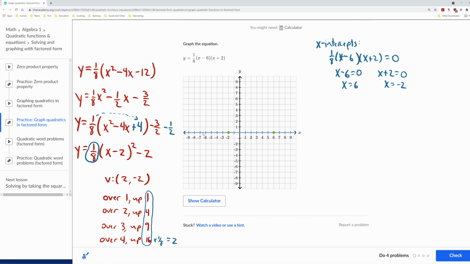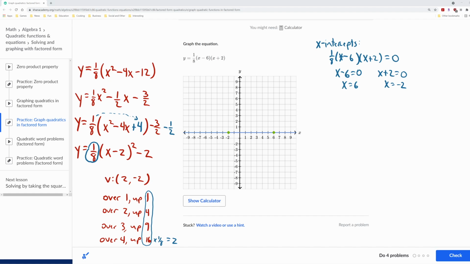So we are going to need another interesting point. So the easiest way to do that is to find the vertex. So you might be thinking to yourself, well, that just means we're going to have to do all this work over to the left anyway. But no, there's actually a shortcut.